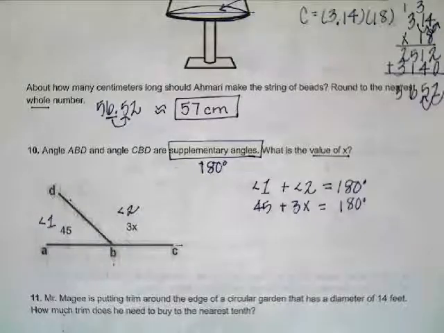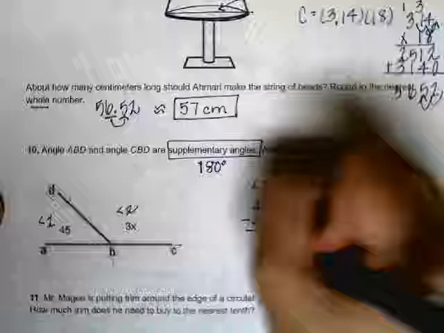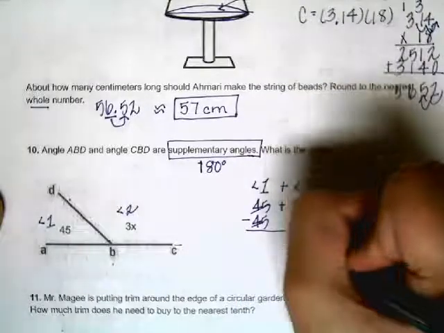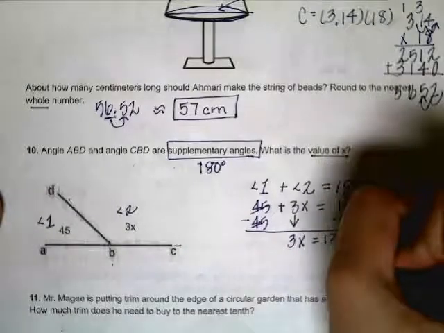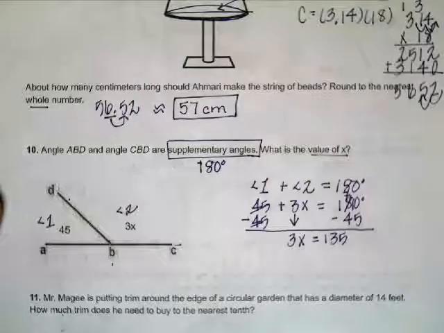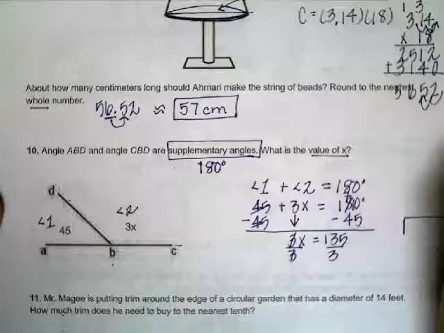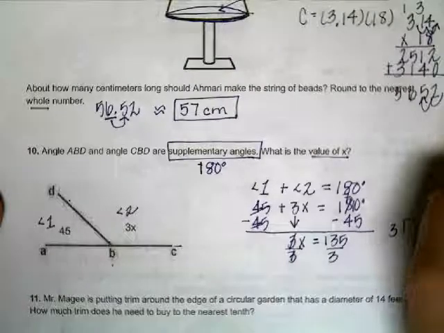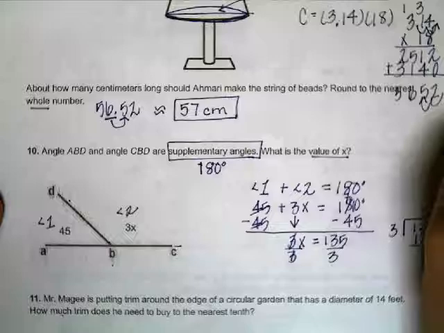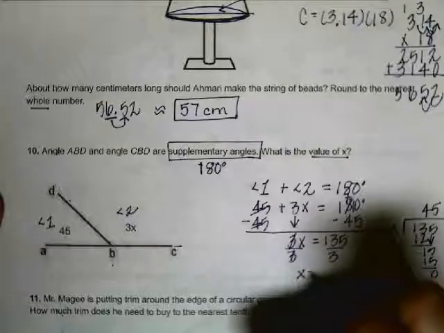We have a two-step equation. The first thing we want to do is eliminate with our constant. So we're going to subtract by 45 on both sides first. And we get 135. Next step is to divide by 3 on both sides. And we get x equals 45.